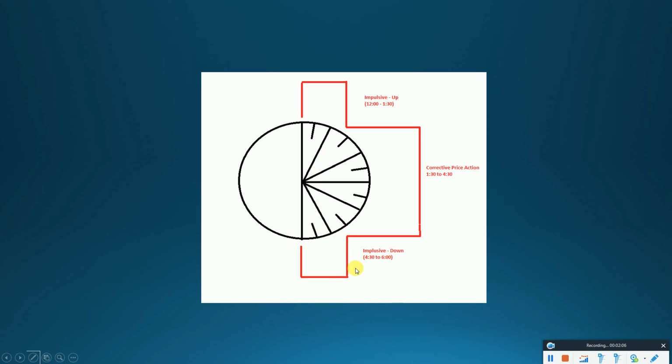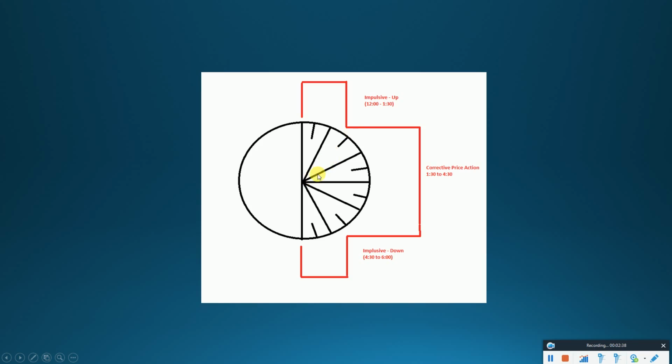Now we start a wave from the midpoint or the center of the clock, and if the wave lies between 12 and 1:30, then we can presume the wave is an impulse wave. It means if the slope of the wave lies between 12 and 1:30, we can easily presume that it is an impulsive wave on the upside.